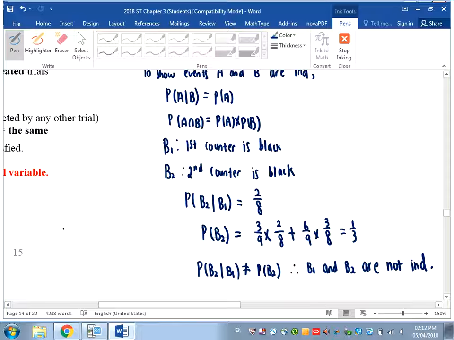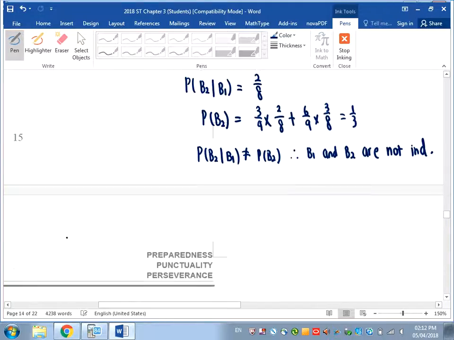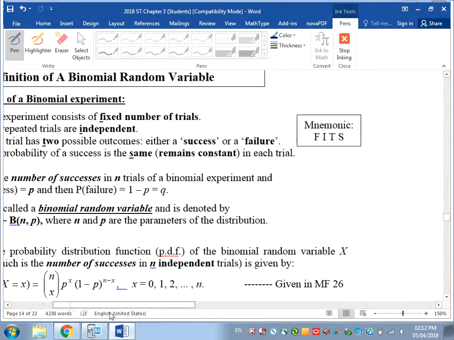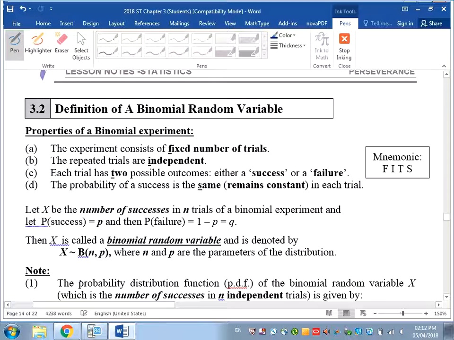Okay, so there are 4 properties in total. There is actually a mnemonic to help us to remember these 4 properties. First property, the experiment must consist of a fixed number of trials, meaning it must be finite. It cannot go on forever. There must be a fixed number.